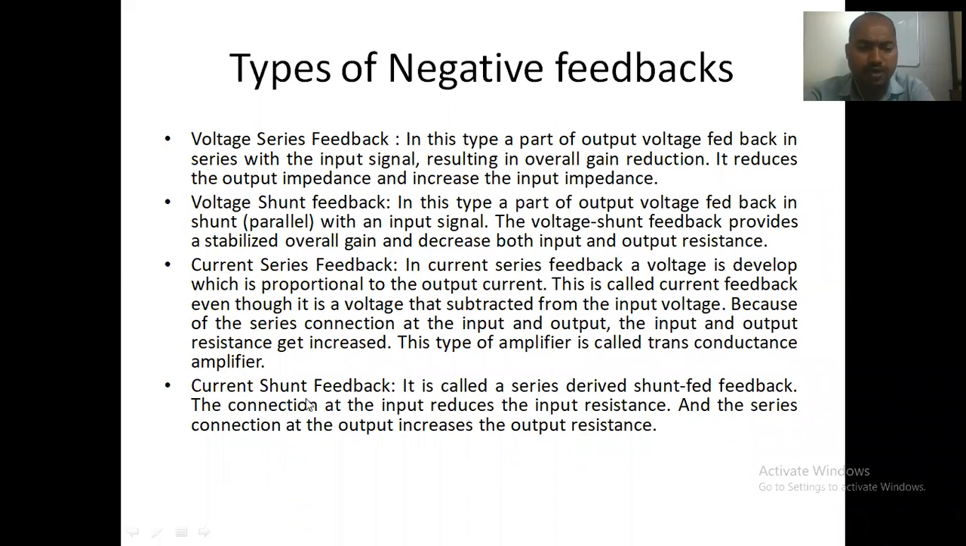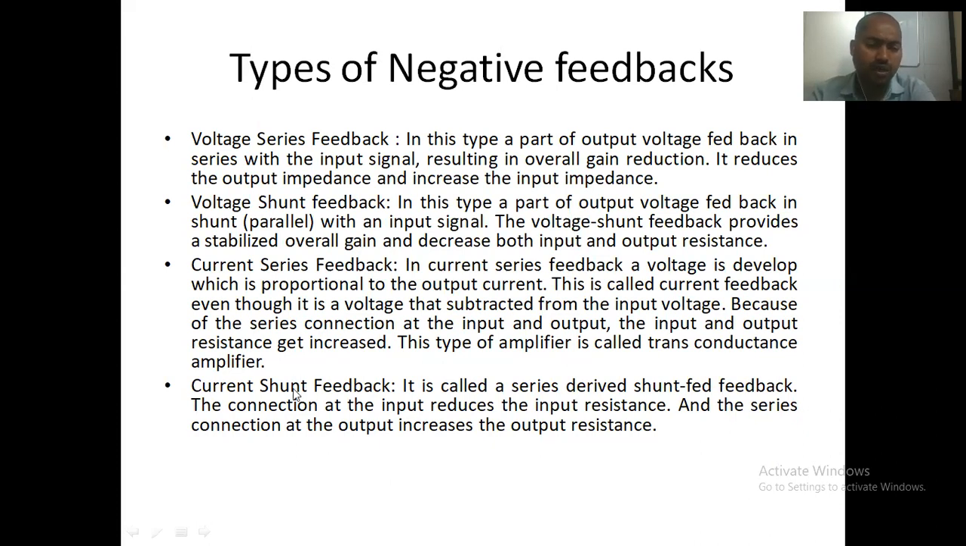I'm explaining again what current shunt feedback does. Current shunt feedback indicates that whatever output comes across your amplifier is a current, and that current is again applied to the input. That is nothing but a current shunt type of feedback, right? Actually this type of feedback is called derived shunt feedback. The connection at the input reduces the input resistance, right?